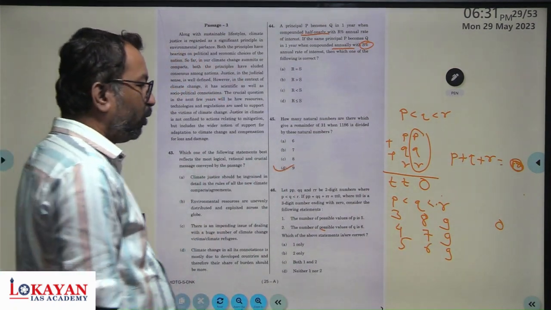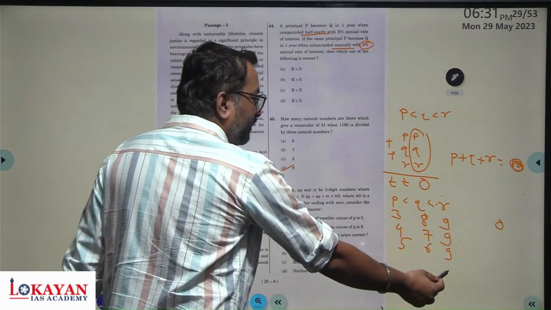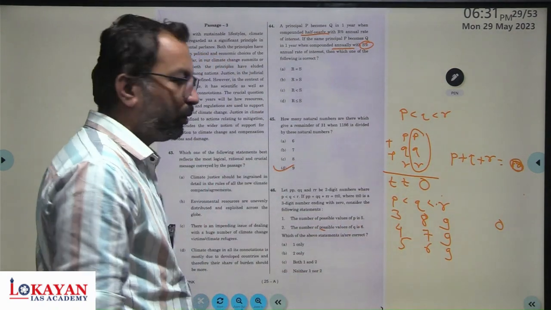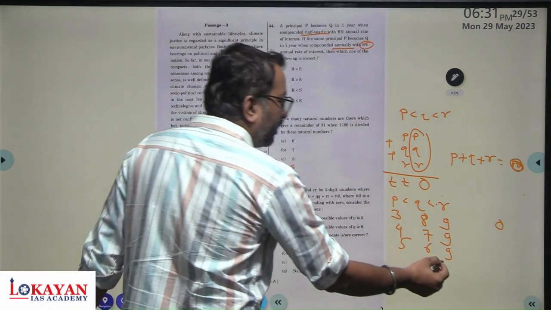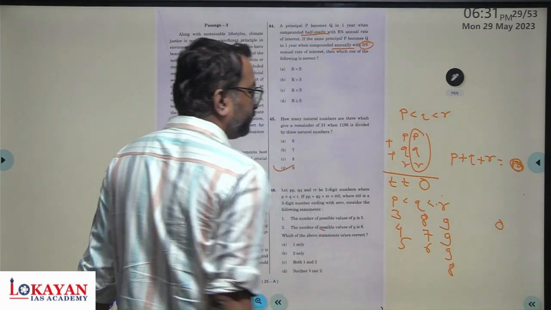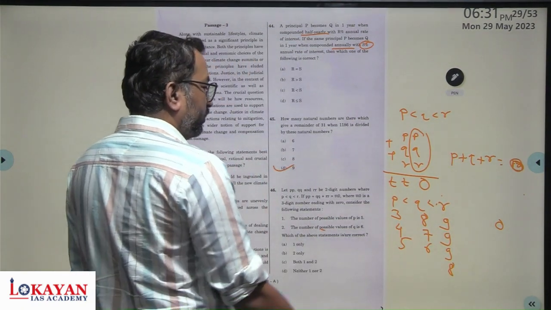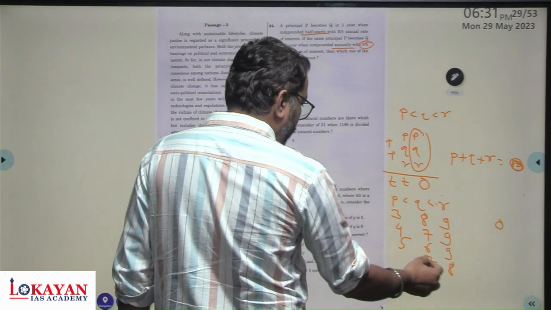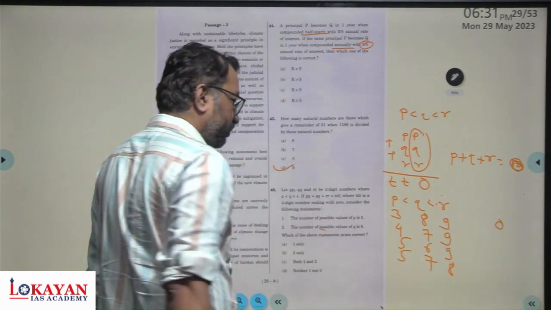Further than that I cannot go. If I take R as 9 and Q as 5, then P will become greater than Q. So I have to leave 9 here and take 8 here. Q is less than R, so it becomes 7, and P becomes 5.